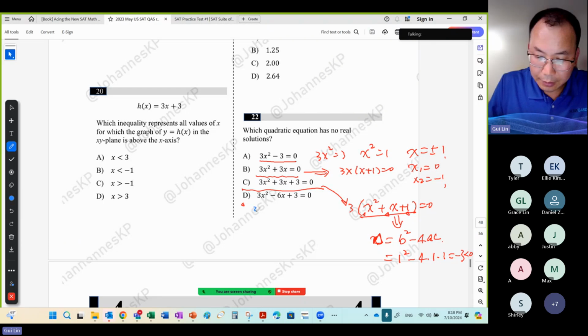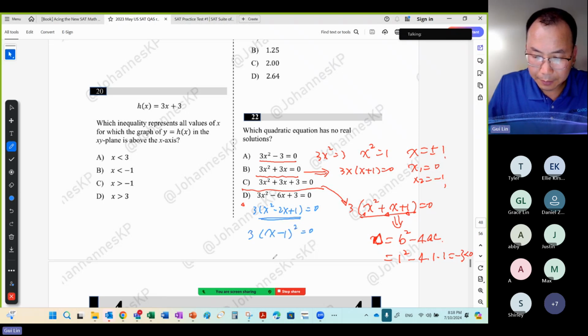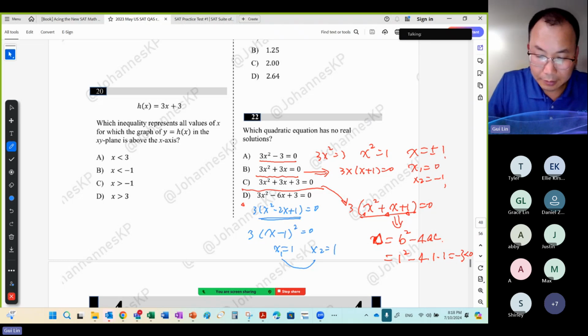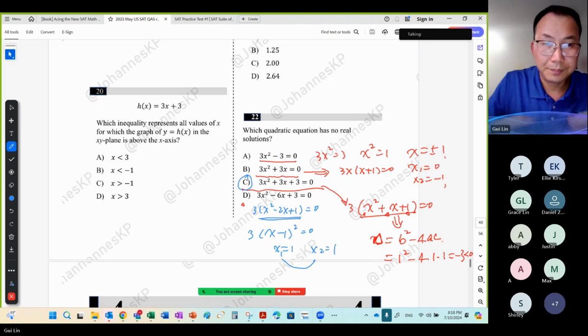For D, we can take 3 out, so x squared minus 2x plus 1, right? We know this one is a perfect square. So I have two answers. One of them is 1, and x2 is also 1. These two answers are actually equal to each other. So the option will be C.